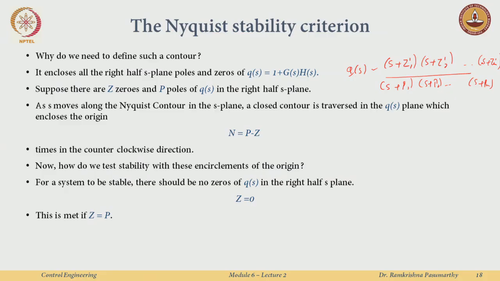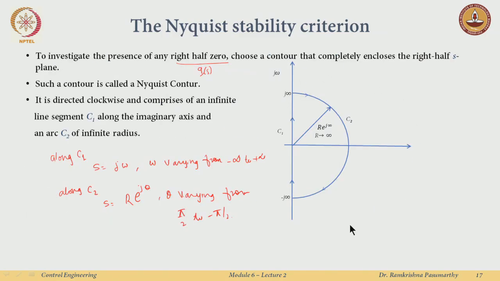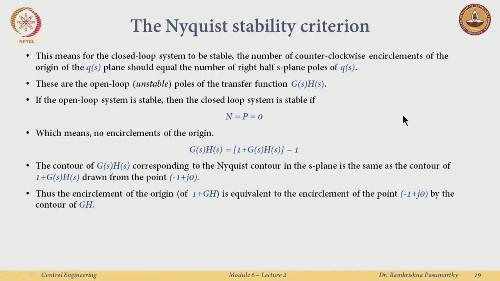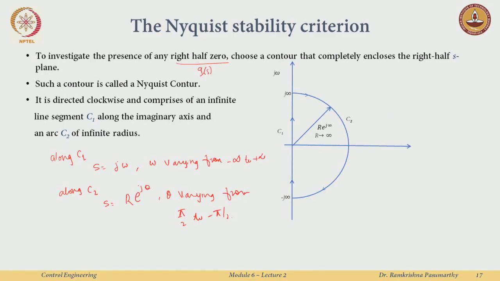Okay. So as s moves along the Nyquist contour in the S plane, which you defined as the entire right half plane, a closed contour is traversed in the Q(s) plane which encircles the origin. Let us say this is my Nyquist contour. Say it has zeros here, poles here, few more zeros, few more poles, whatever.